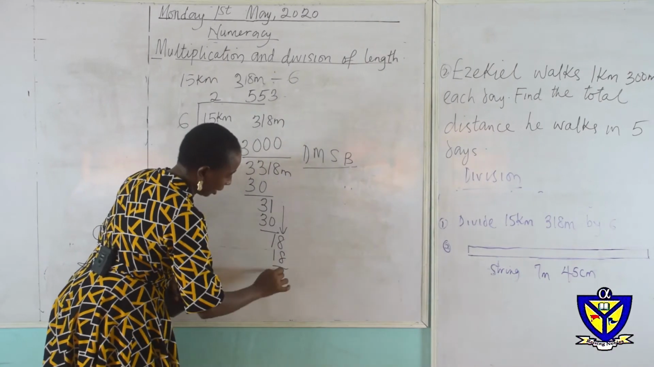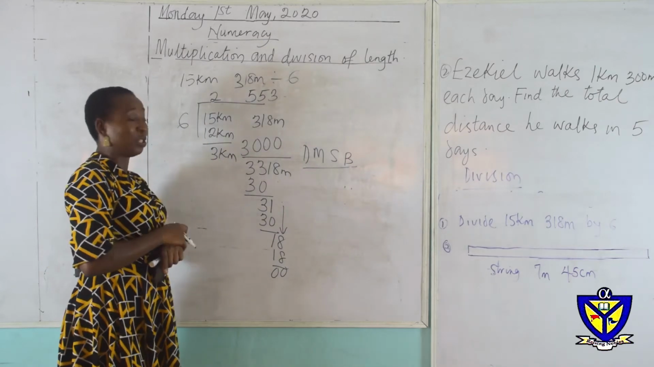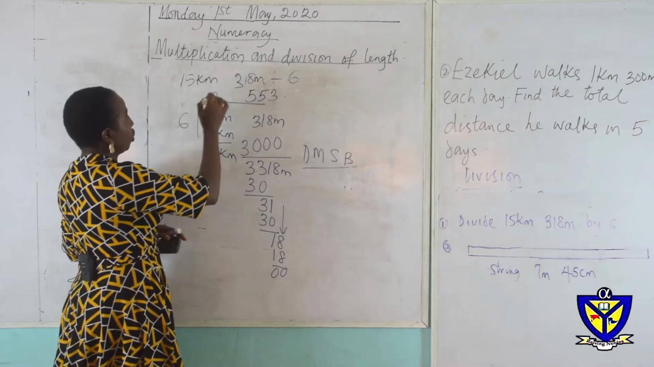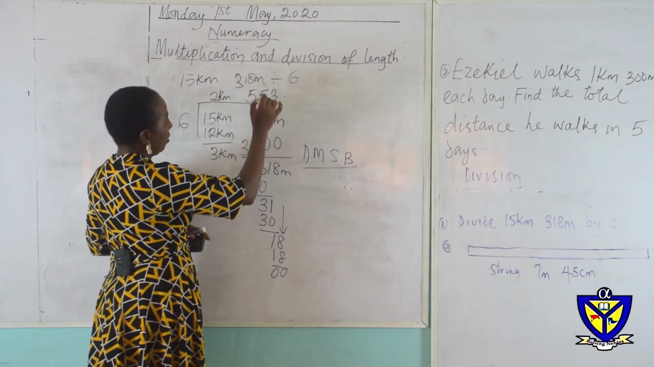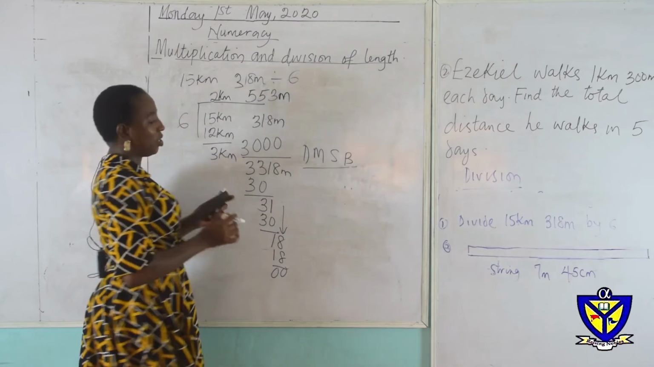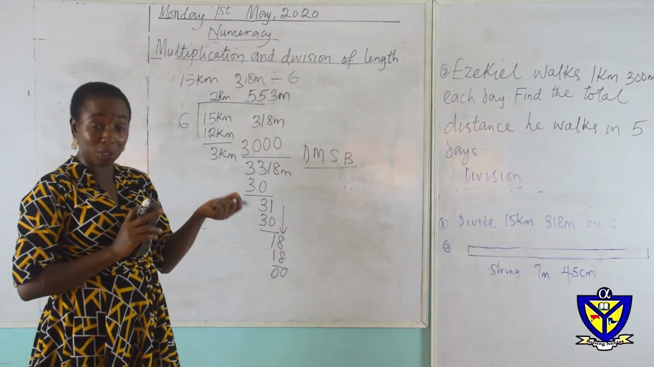And the next is subtract, 0, 0. Do you have anything to bring down? No. That means you're done with your division. So you have 2 kilometers and you have 553 meters. It's so easy. Now let's quickly go to the last one here, but this is a word problem.